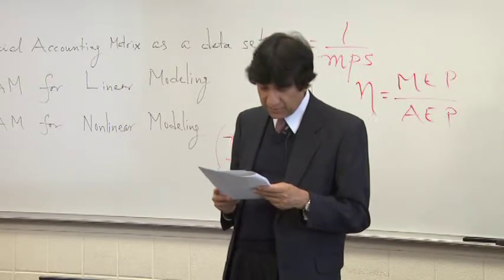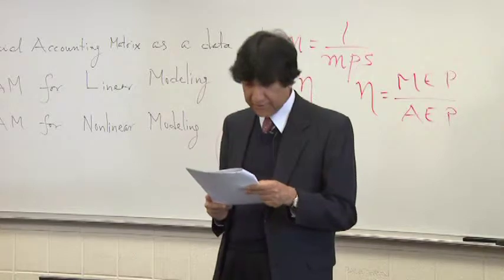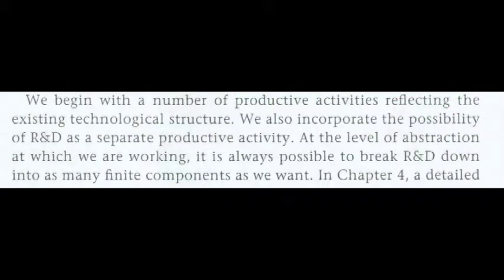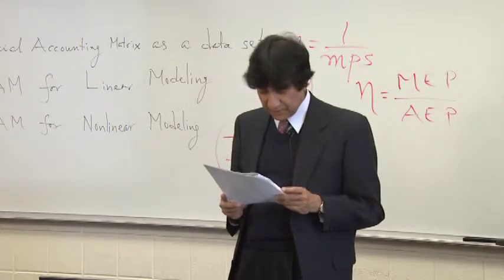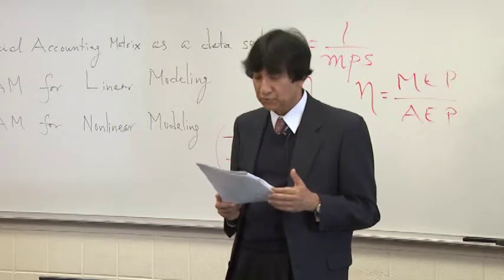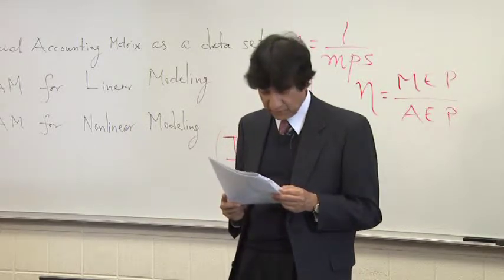And then after discussing a number of substantial issues on the next page, page 43, I turn to specifying the model. So I tell the reader here, we begin with a number of productive activities reflecting the existing technological structure. We also incorporate the possibility of R&D as a separate productive activity. At the level of abstraction at which we are working, it is always possible to break R&D down into as many finite components as we want. Later, I actually show these things. And I did it for both South Korea and for Taiwan in this particular book.